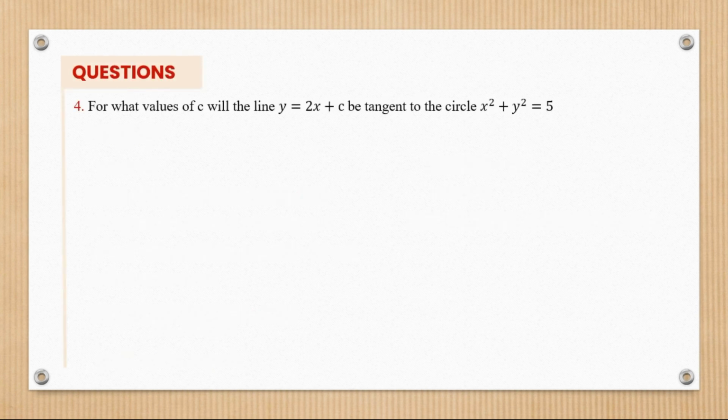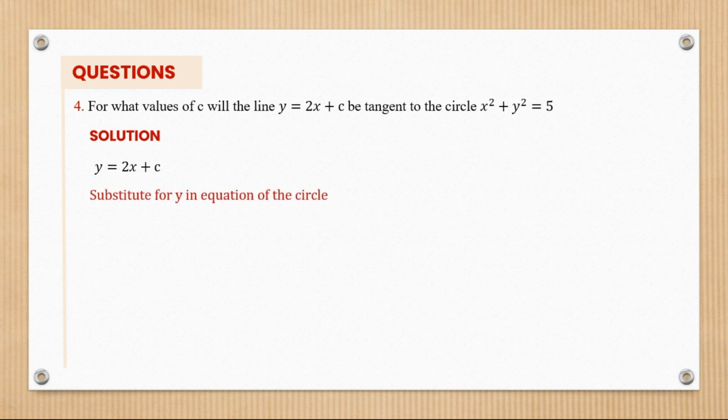Question 4. For what values of c will the line y is equal to 2x plus c be a tangent to the circle x squared plus y squared is equal to 25? So now in this case we need to actually find the values of c that make this line a tangent to the circle. So we're going to follow the same steps. So this is the line.